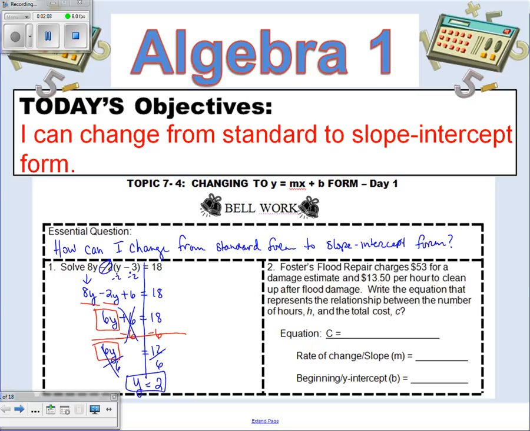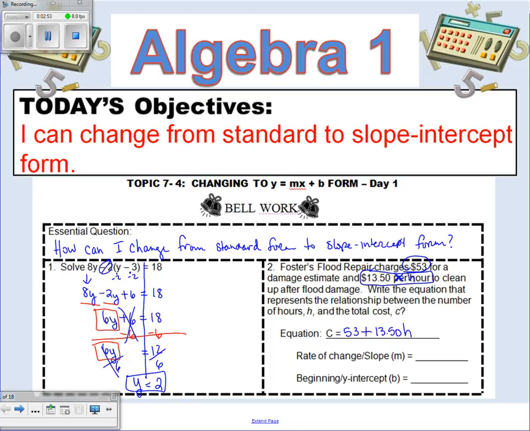In problem number 2, we need to write our equation. Foster's Flood Repair charges $53 for a damage estimate and $13.50 per hour to clean up after the flood damage. Write the equation that represents the relationship between the number of hours H and the total cost. So our total cost C is equal to, we'll look up here, I have a charge of $53 and I also have $13.50 per hour. The per tells me that this $13.50 is going to have to be multiplied by the number of hours. So our beginning amount is the $53, and then it's going to change by $13.50 per hour.